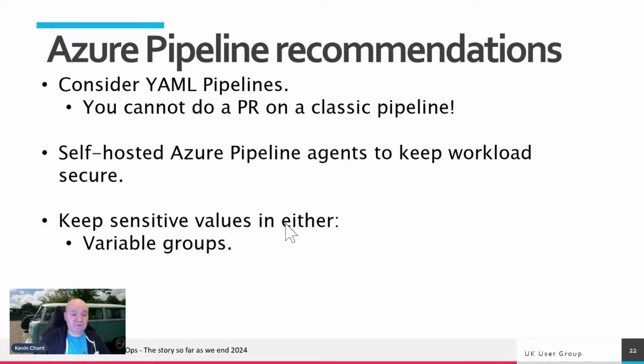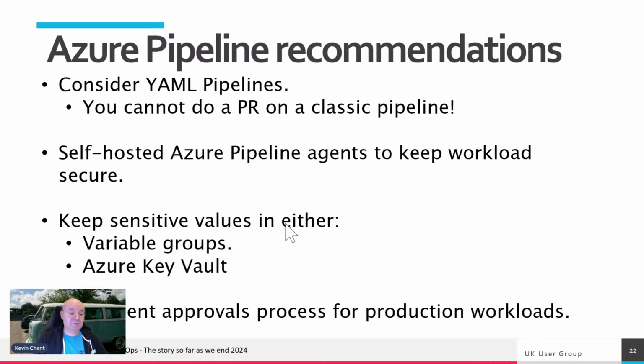Keep sensitive values in either variable groups or in the Azure Key Vault. In fact, what you can do is create variable groups in Azure DevOps, which are connected to an Azure Key Vault account, and then just get the secrets directly from there. The main thing to take away from this section, though, everybody, please do not store sensitive values in pipelines. Don't hard code your connection strings. Don't hard code your service principal, client ID, and secret. And preferably implement an approvals process for production workloads. You can do this by working with environments if you're working with YAML pipelines, or you can set up release gates if you're using the classic pipelines.